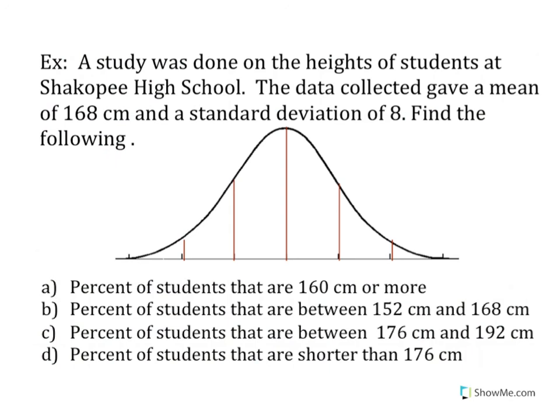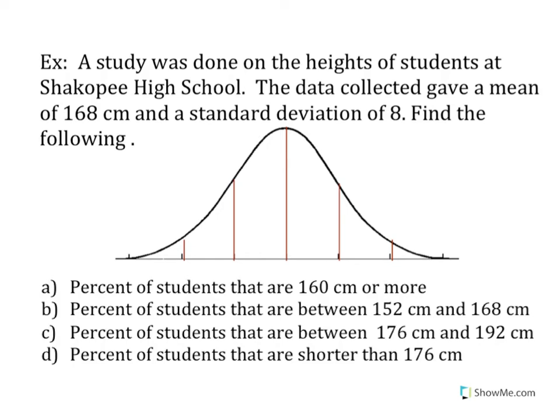So here's your typical example that we're going to be practicing today. A study was done on heights of students at Shakopee High School. The data collected gave a mean of 168 centimeters with a standard deviation of 8. So let's say we had all 2,800 kids entered in on our calculator.